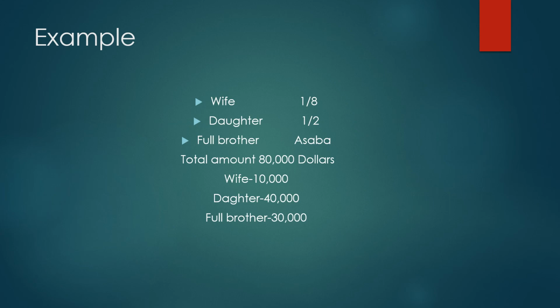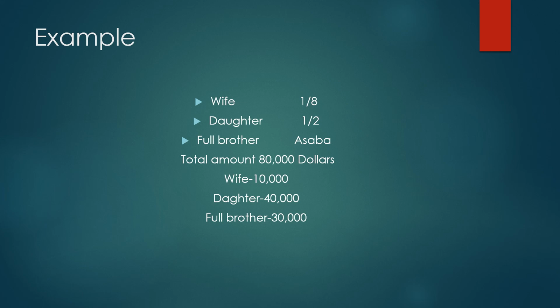So let me give you an example of how these residuary heirs will inherit. One person passed away, he has his wife alive, his daughter is there, and a full brother is there. So his wife will get 1/8 of his wealth, his daughter will get 1/2 of the wealth, and the full brother is asaba.